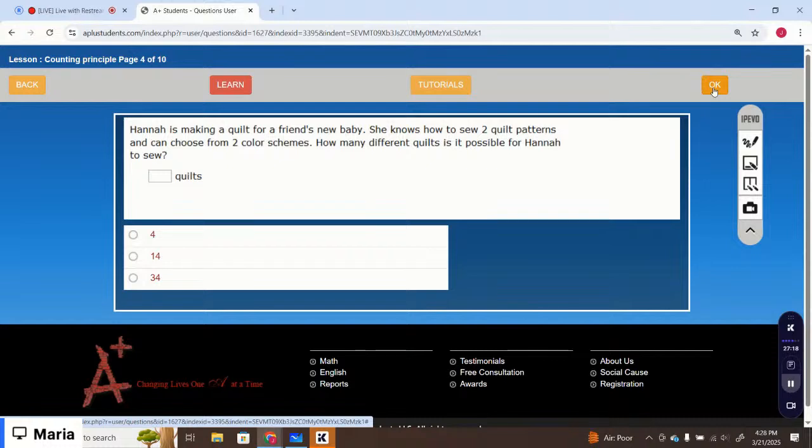Hannah is making a quilt for a friend's new baby. She knows how to sew two different patterns and can choose from two color schemes. How many different quilts is it possible for Hannah to sew? So which is the correct option? That is again 4. You have to do 2 times 2, that is 4.